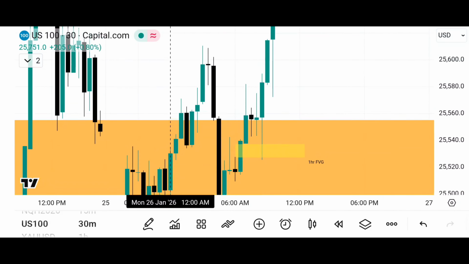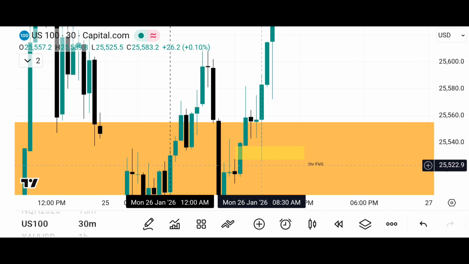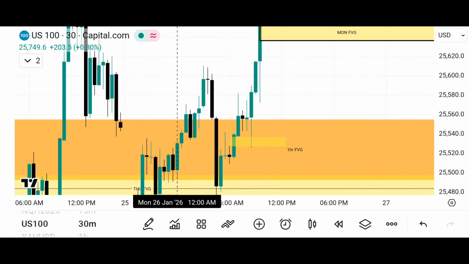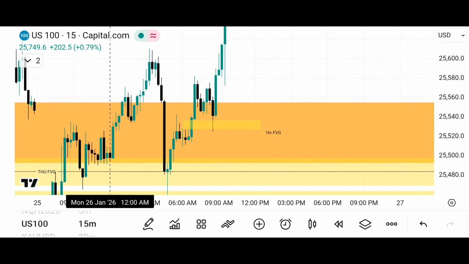Okay, so see, price rallied up, created this fair value gap, and traded into it at exactly what time? This is 8:30, which means something is going on at this particular time. Let's drop down to a 15-minute time frame.